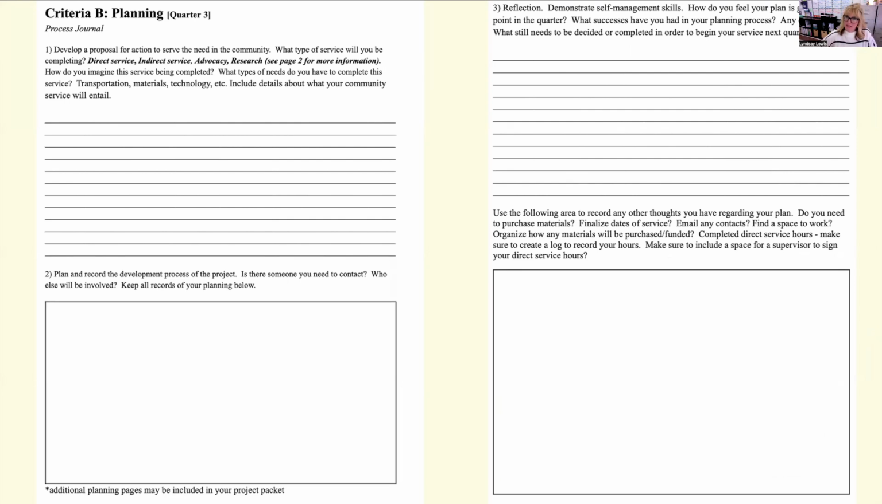This is where you're actually going to be planning. Is this a direct service project? Am I doing advocacy work? What is the process? Who do I need to contact? Looking through a reflection portion, figuring out what areas worked, what you still need to take care of to accomplish this goal, any other areas that you need to take note. If you need to log certain service hours, if you have contact information, all of those things can be noted on this criterion B planning section.